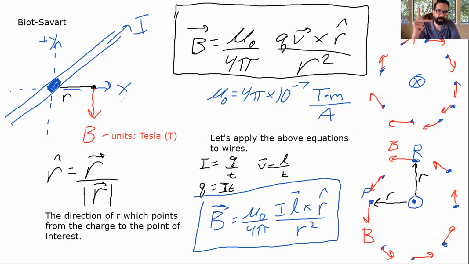You could do the chicken claw for every single cross product you do, where your thumb is the first vector in that cross product, your pointer is the second vector, and your middle finger is the resulting vector that you get from the cross product. So you keep doing that. Okay, so what does the circle with the X mean again? The circle with the X is telling us that the current is going into the screen.